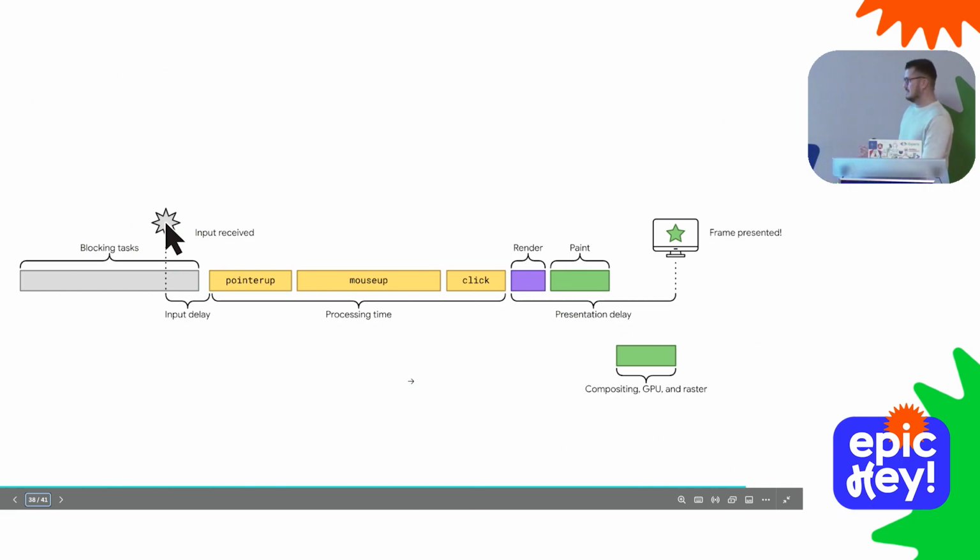Then all the code is executed. So this is the processing time. And when all the code is finished and it retrieves the results, it paints and renders something. So at this moment, this is the presentation delay. So what kind of interactions can you have? It's click, mouse, and keyboard events. But hovering over an element is not an interaction.